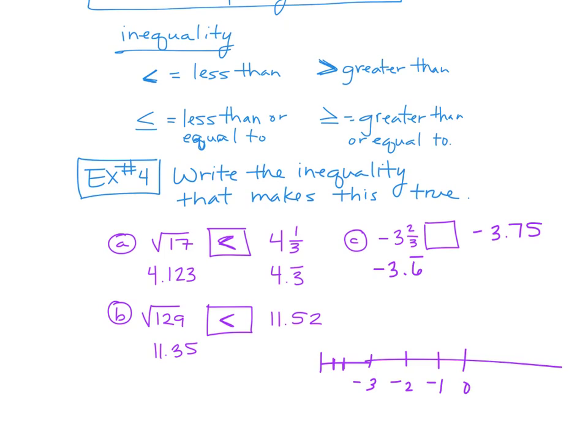So that means in this setup, which one is the bigger number? Negative 3.6 or negative 3.7? The 6 is bigger, okay? So this is going to be greater than. Okay? Questions on that?